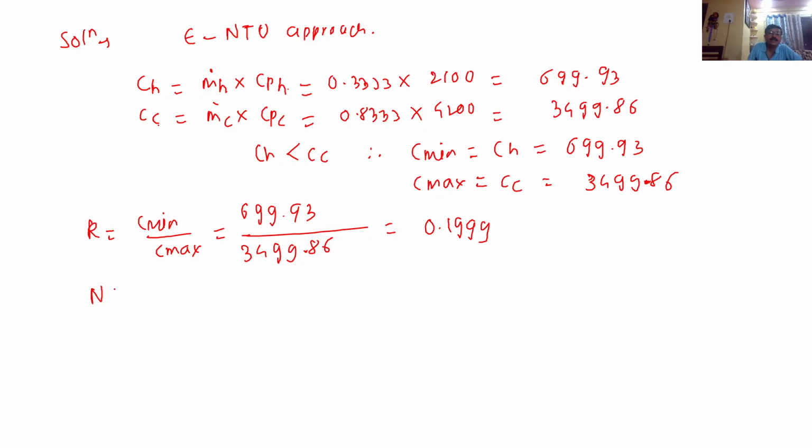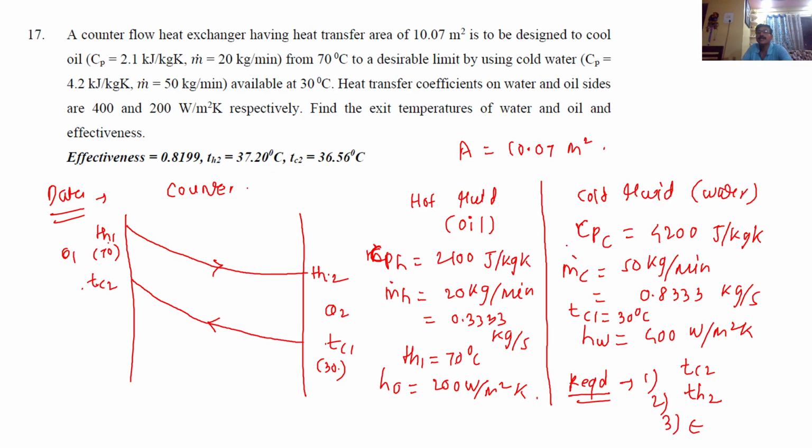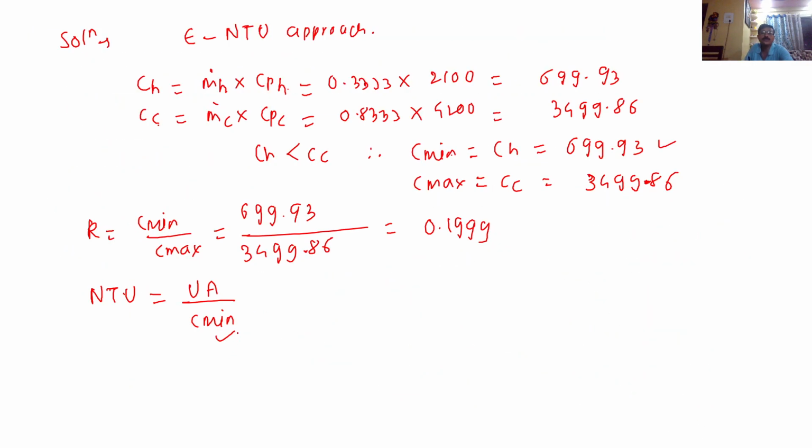Now next I will calculate NTU, that is number of transfer units. It is UA by C minimum. So to calculate NTU I require C minimum. This is known to me. Okay, this I have calculated, C minimum. Now the area is given in the problem as 10.07, so this is also known, but U is unknown.